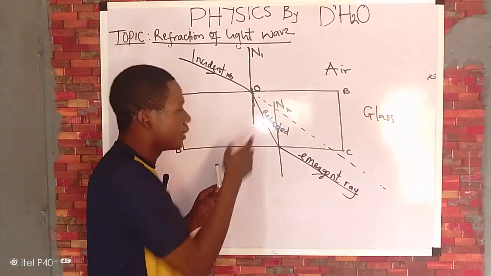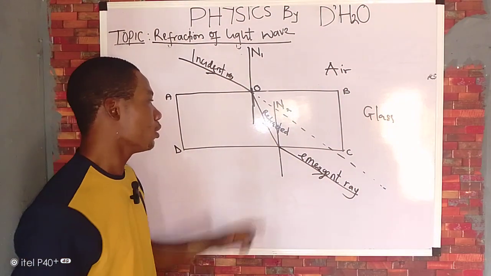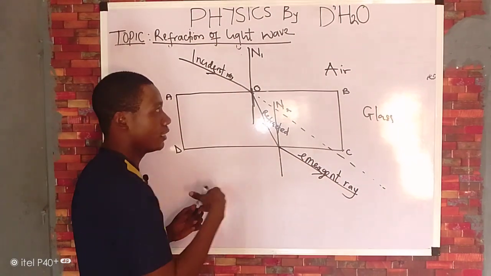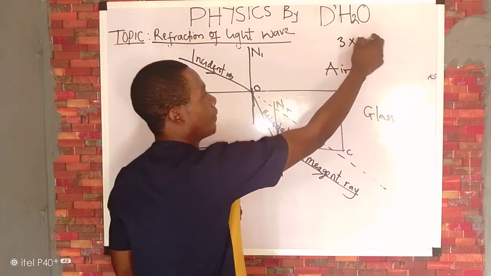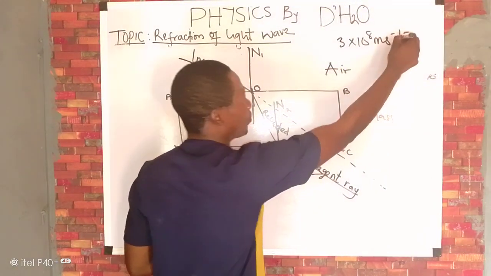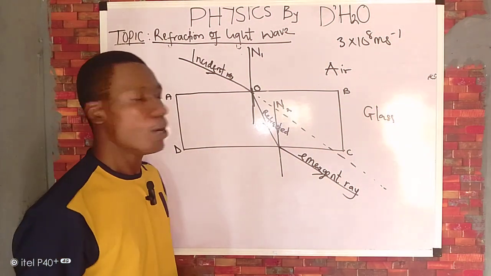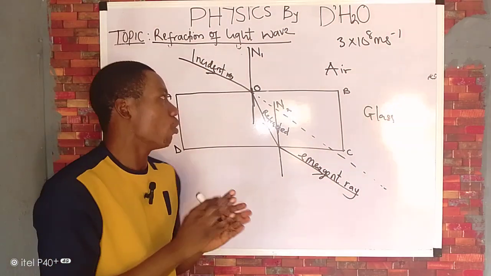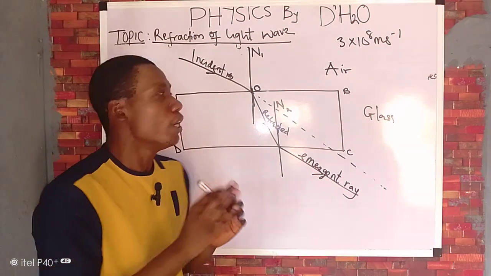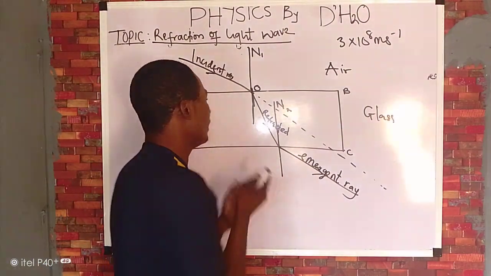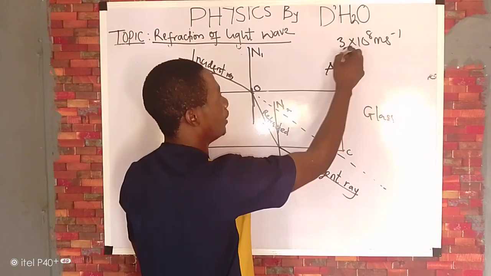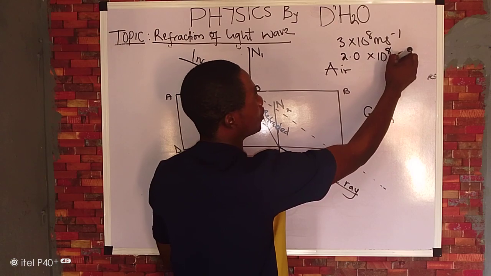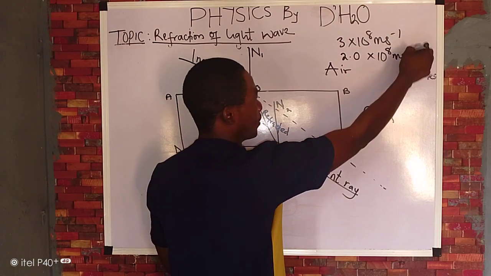Now, what is happening in this place is that the speed is changing. The wavelength is changing. The speed of light in air is 3 times 10 raised to the power of 8 meters per second. That's the speed of light in air. But when the speed gets to this glass, the speed is bound to reduce. Okay? And if the speed reduces, we'll say that the speed of light in glass is approximately 2.0 times 10 raised to the power of 8 meters per second.